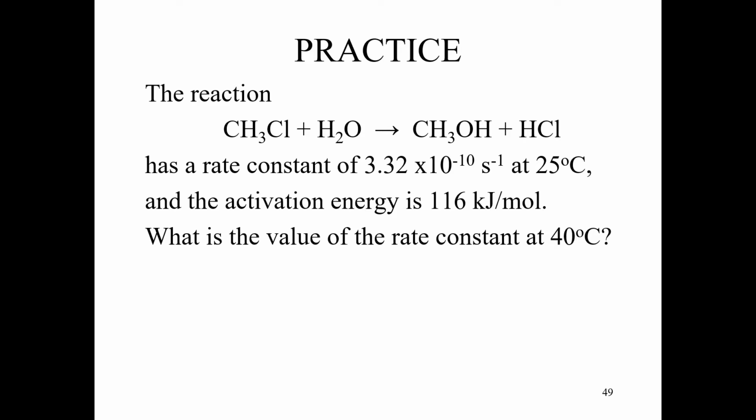So the reaction, CH3Cl plus water, giving CH3OH, which by the way is called methanol, plus HCl, of course, hydrochloric acid, has a rate constant of 3.32 times 10 to the negative 10 per second at 25 degrees Celsius. And the activation energy is 116 kilojoules per mole. What is the value of the rate constant at 40 degrees Celsius? Let's go to my camera and solve that problem by hand.